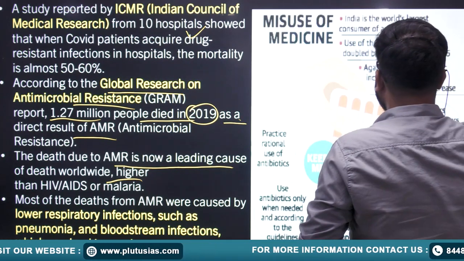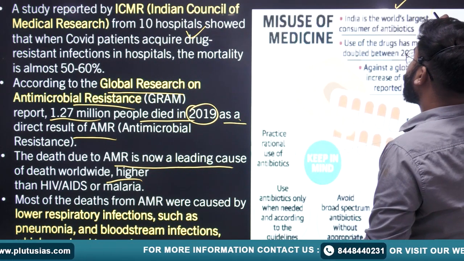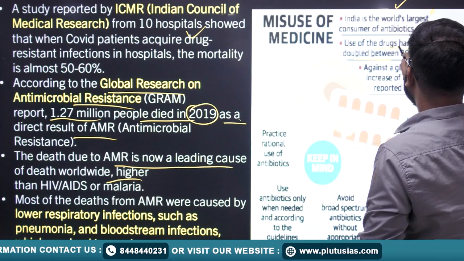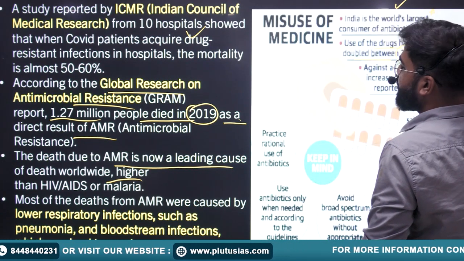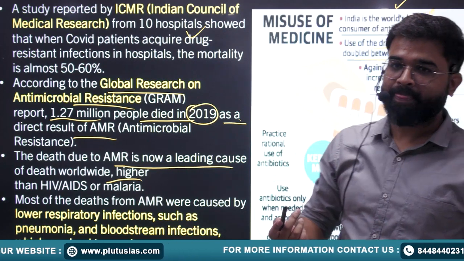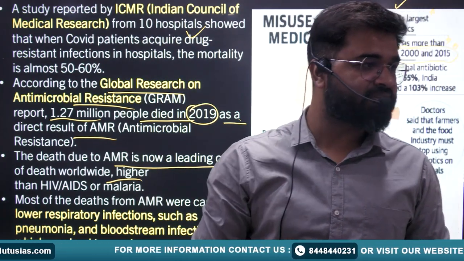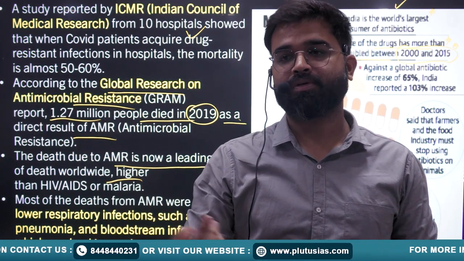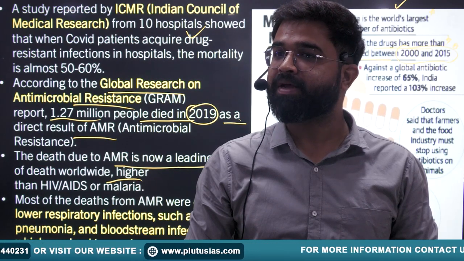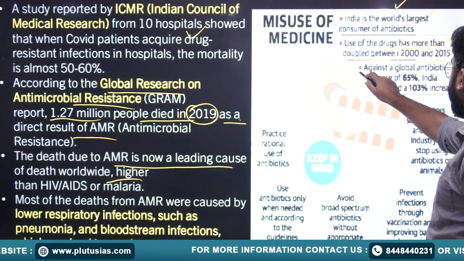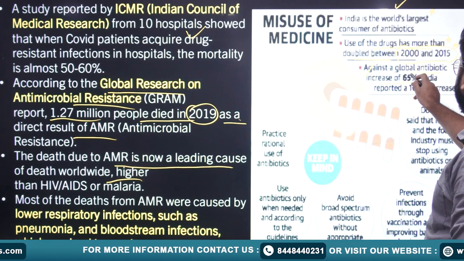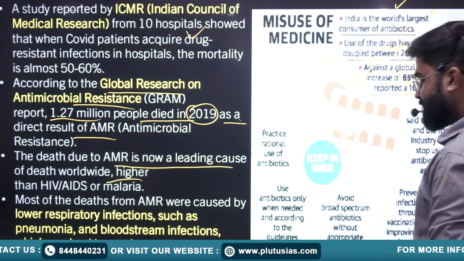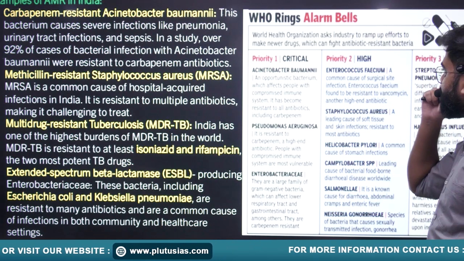Okay. Padh lena ek bar, India is the world's largest consumer of antibiotics. Why? We know the fact, we have discussed it. Use of the drugs has more than doubled between 2000 and 2015. Why? Because of easy availability. No prescription of the doctor is required, and those people who are operating those medical stores are making profit out of it. Simple hai na? Yehi sab chal raha hai. Against a global antibiotic increase of 65%, in India it is reported 103% increase. Theek? So use this data wherever you want.